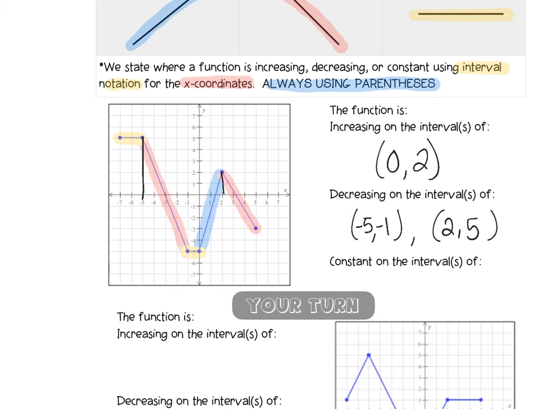And then the two intervals where it is constant, again, we're going to have two sets of parentheses here. So it's constant on the x-axis, it starts at -7 and then goes to -5. And on the x-axis, it starts at -1 and goes to 0. Okay, so that's all you're doing. You're listing where they're increasing, decreasing, or constant.